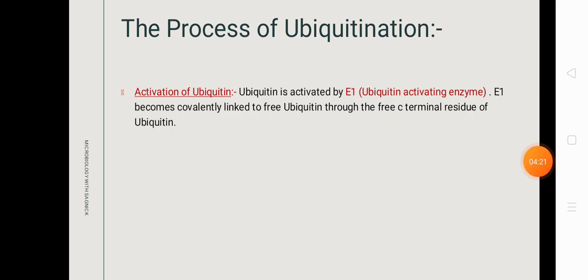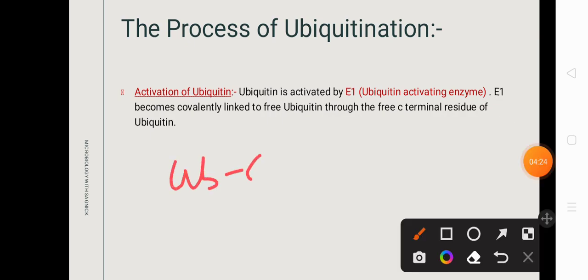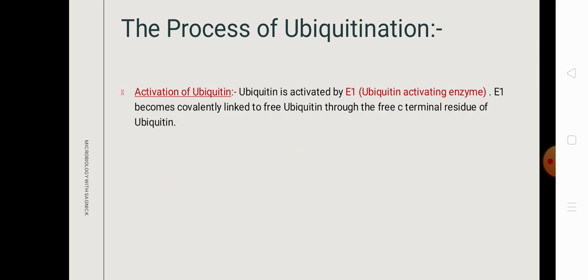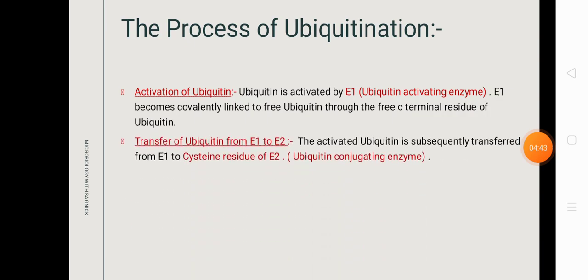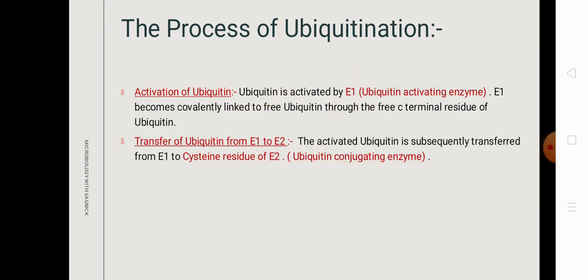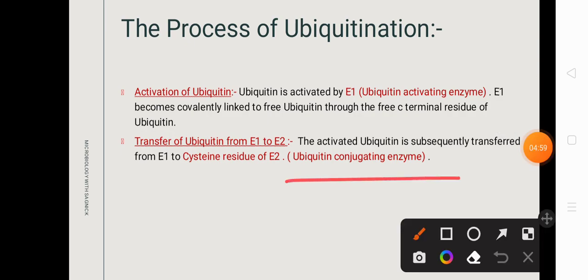Again, ubiquitin has a free C terminal, that is the free COOH group, and E1 will interact with this free COOH group with its SH group. And that's how activation of ubiquitin occurs. The next step is transfer of ubiquitin from E1 to E2, and this is facilitated by the cysteine residue of E2. That means from E1, the activated ubiquitin will be transferred to the cysteine residue of E2, and E2 is the ubiquitin conjugating enzyme.